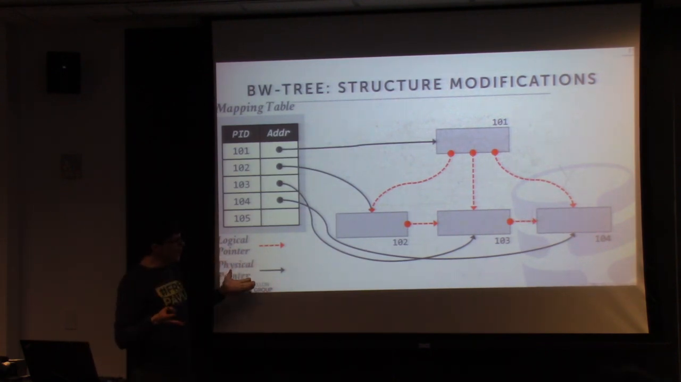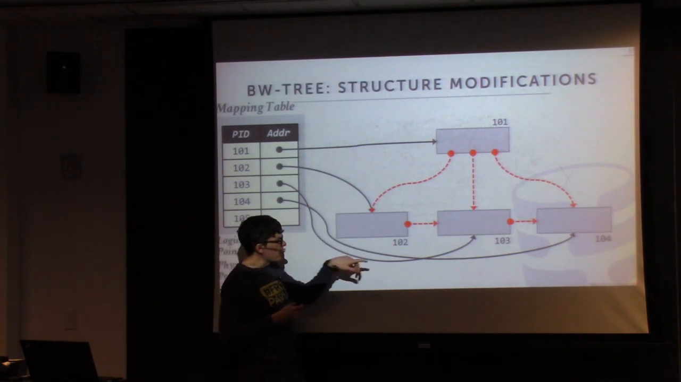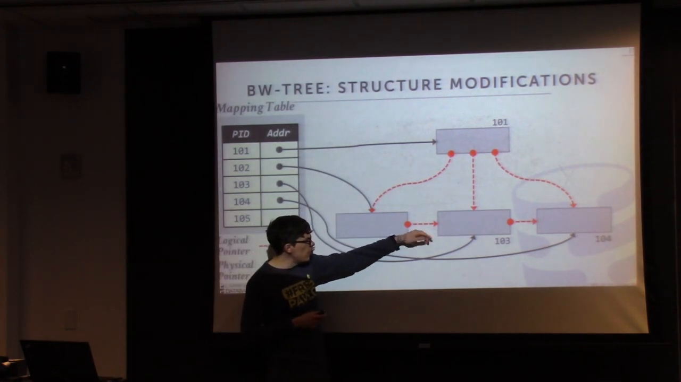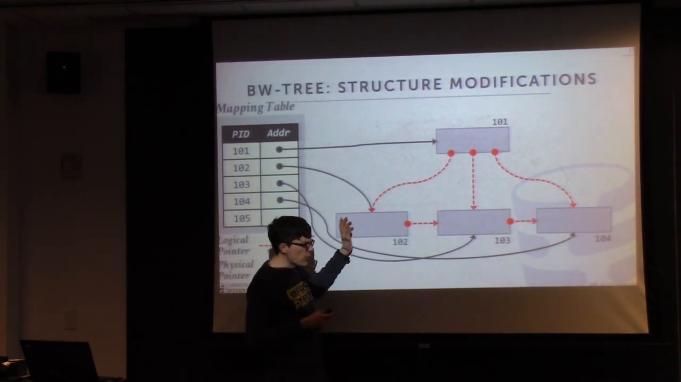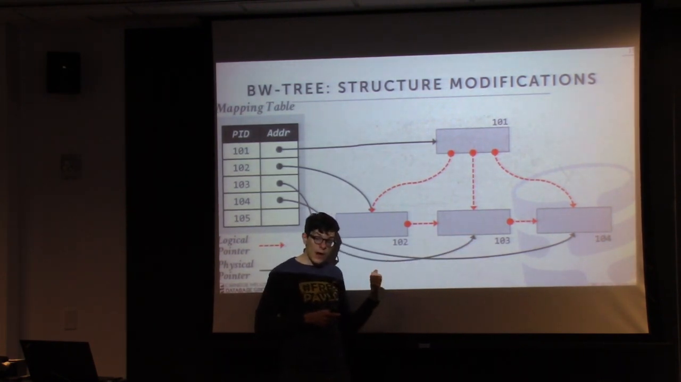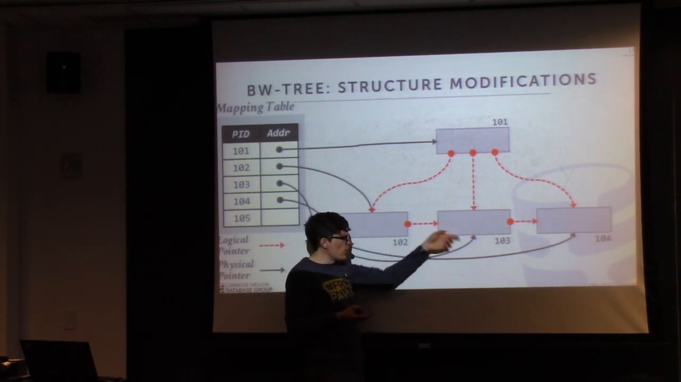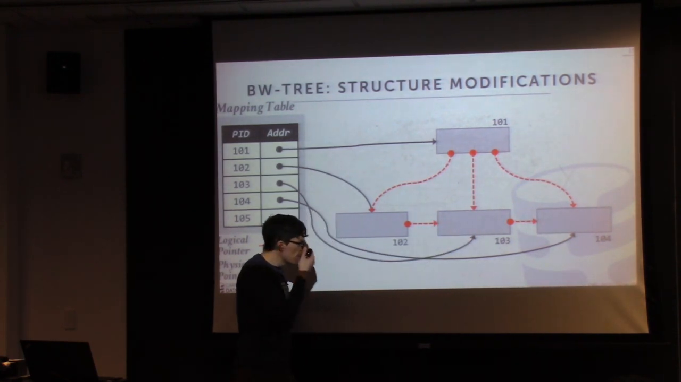So this is the current state of our index when we start off. We have two levels, and we're going to have three base pages at the bottom on the leaf nodes. And for simplicity, I'm only going to show the logical pointers going from sibling in this direction. I'm not going to show the reverse pointers. The protocol is exactly the same. For simplicity, I'm only showing it this way.